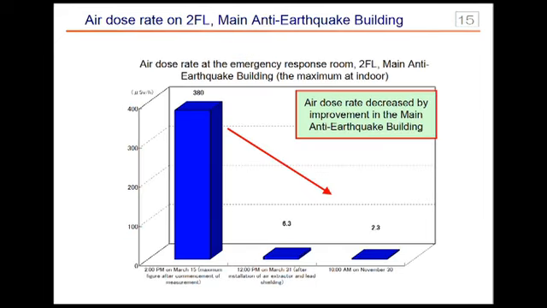Next, this is the situation of the air dose in the power station on page 15. We announce this approximately once a month.